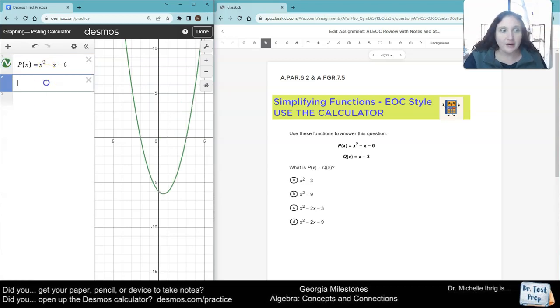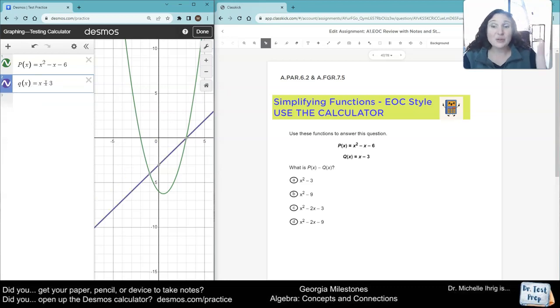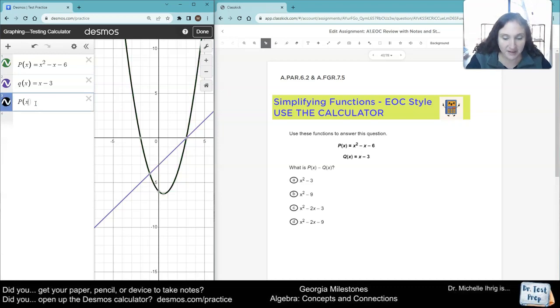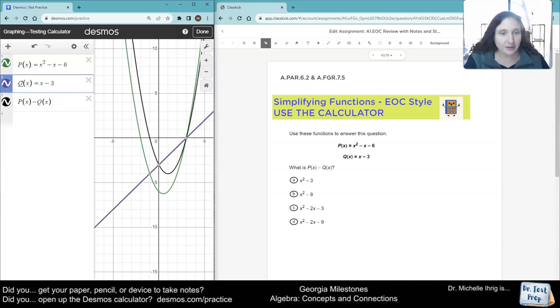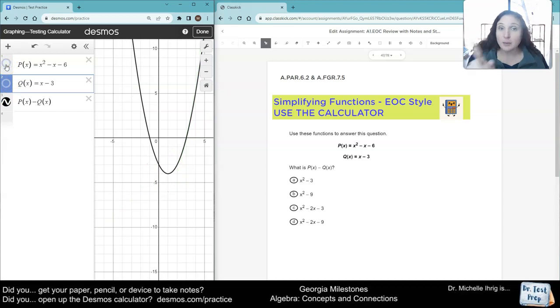Okay, then on our next one, we're going to type in q of x. Okay, so those are the two functions, but now it wants it subtracted. Look at how hard this is. P of x minus q of x. And that's it. We got to turn this to a capital Q. And that's our answer. This black parabola, this black quadratic, is our answer.